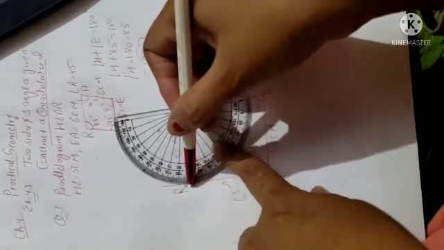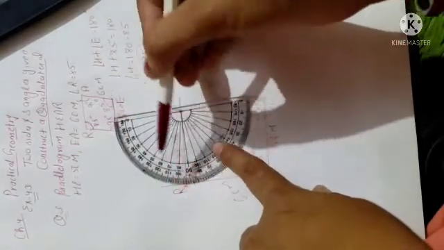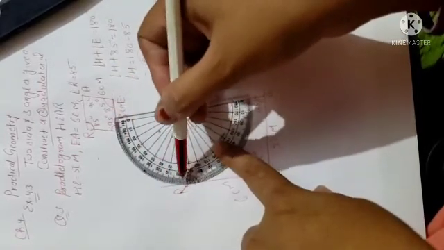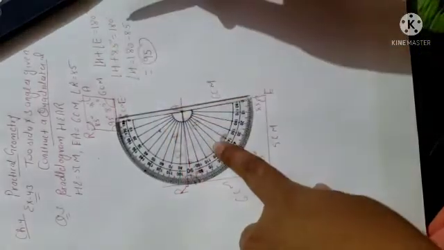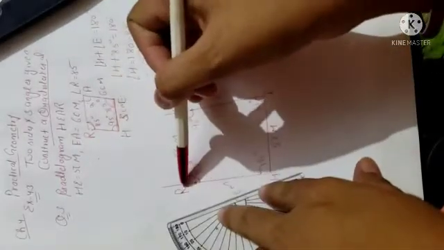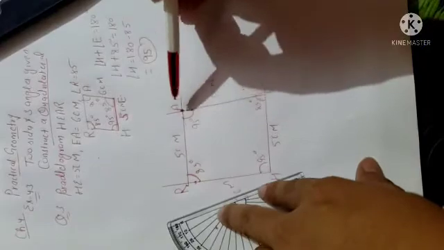So this one is the straight line, 90 degree. After that it will be 95. Between 90 and 100 it will be 95 degree. Okay, like that. So you will put a dot, and after that you will join this line and this line.